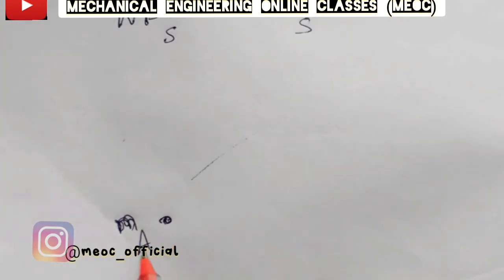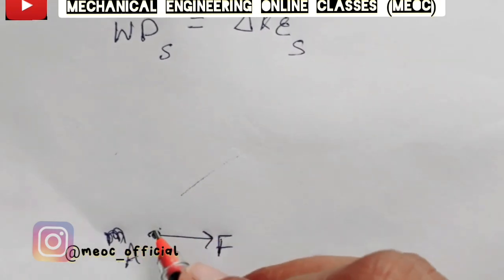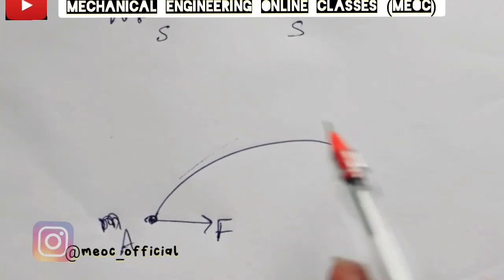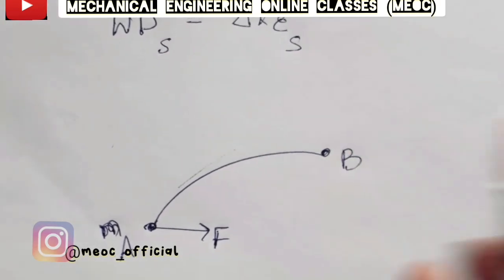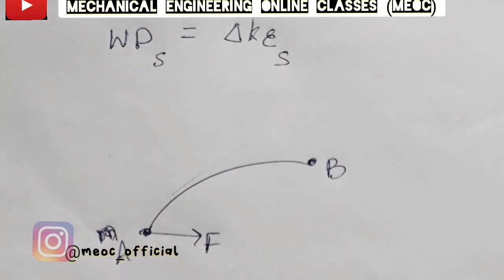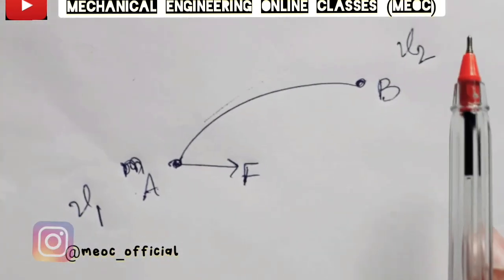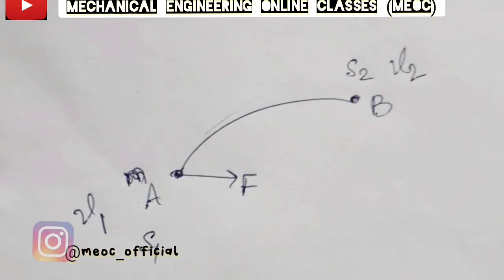Let us consider a particle having mass m. It is at some position A, and some force F is acting on this particle, and the particle is moving along some path, curvilinear or rectilinear, whatever. I have taken roughly a curvilinear path. Now this will be displaced to some position B, say, and let v1 be the velocity of the particle at position A, v2 be the velocity of the particle at position B. The displacement at A is S1 and the displacement at position B is S2.